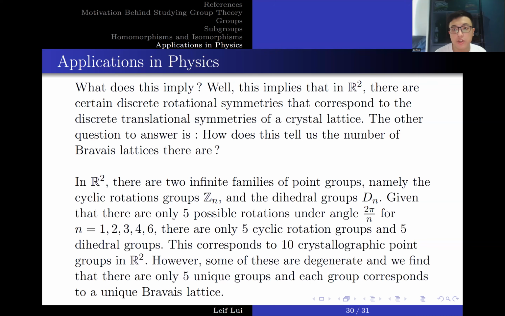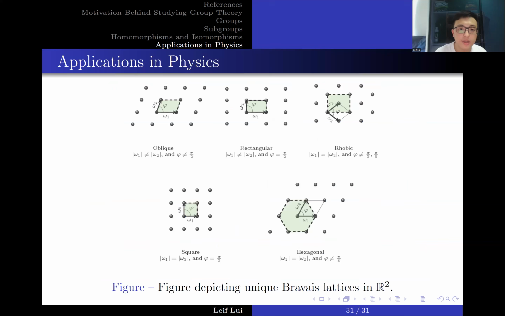However, some of these are degenerate, and we find that only 5 of these groups are unique, and each of these groups corresponds to a unique Bravais lattice. And here I will show you what these groups are. So basically, we have an oblique lattice.